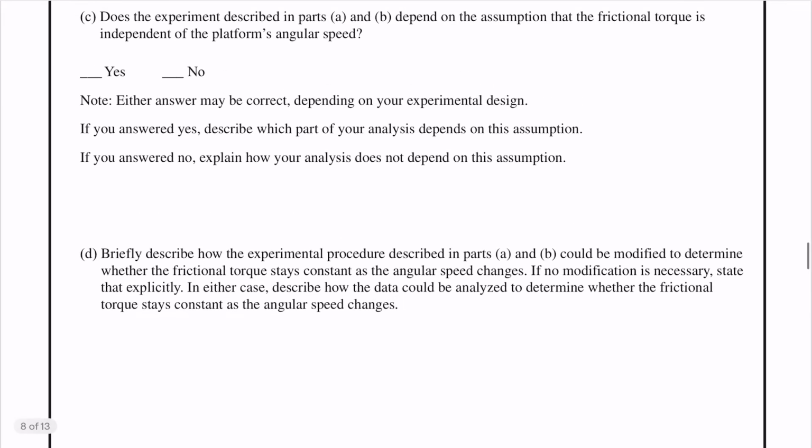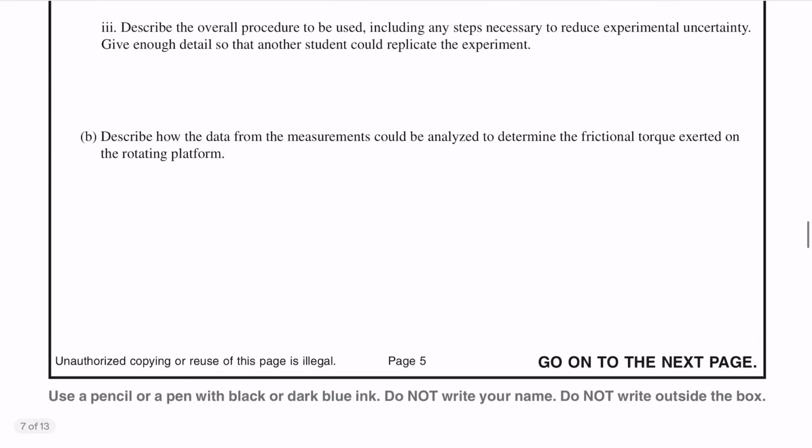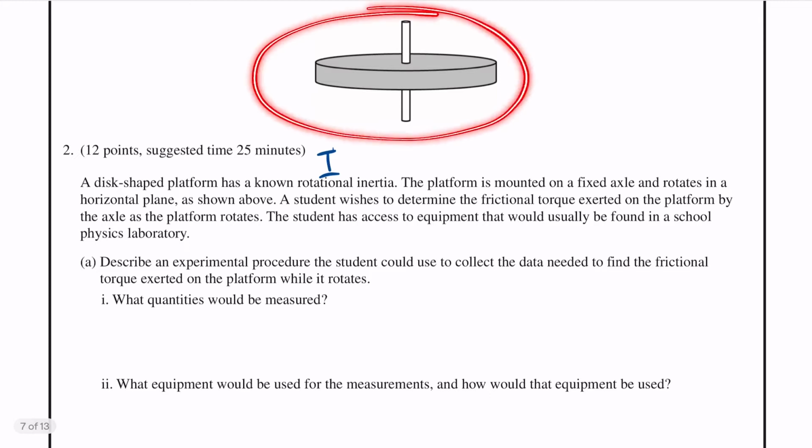I'm noticing that if I can design an experiment that doesn't assume constant angular velocity, that doesn't assume constant angular acceleration due to the friction, then my part D here could just be like no change is necessary for the point. All right, that's an ideal situation. But now let's come back up to the top. All right, let's start to analyze what's going on here and what we can use.